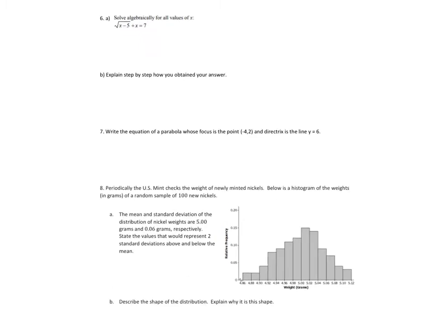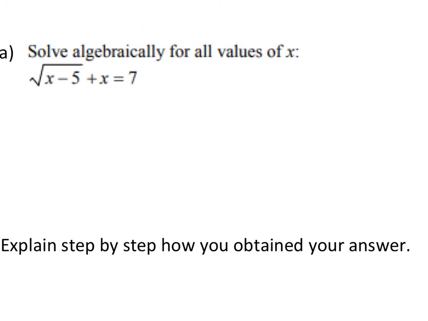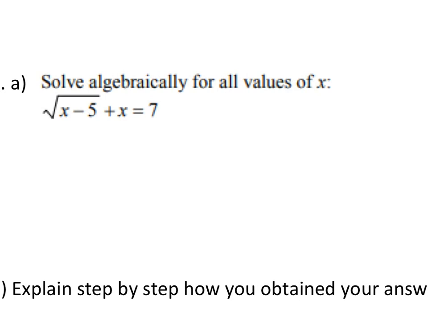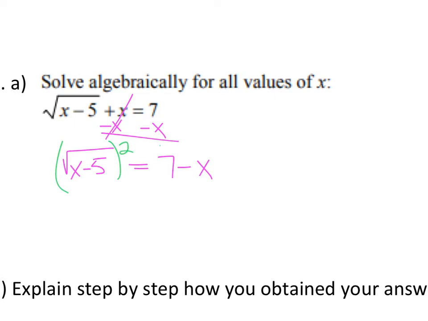The next question asks you to solve algebraically for x, so this is a radical equation, so the first thing I'm going to want to do is isolate the radical. So I'm going to subtract x, then I'll have x minus 5 with the square root 7 minus x. Now I'm going to get rid of the radical. Remember, you can only get rid of the radical as long as it's alone, so I need to get rid of that x first. This will cancel out the radical, and I'll be left with x minus 5.